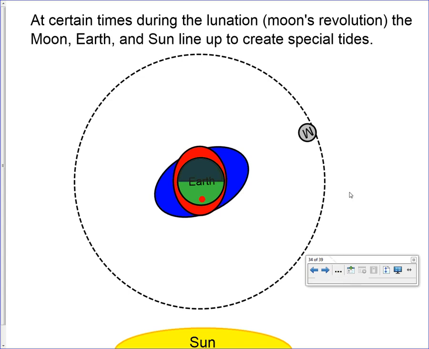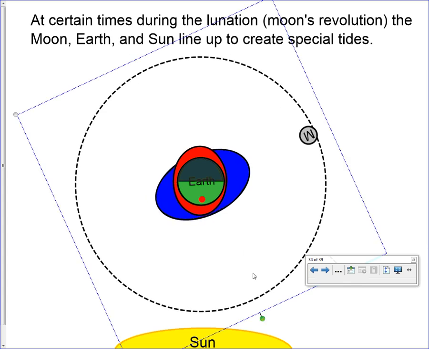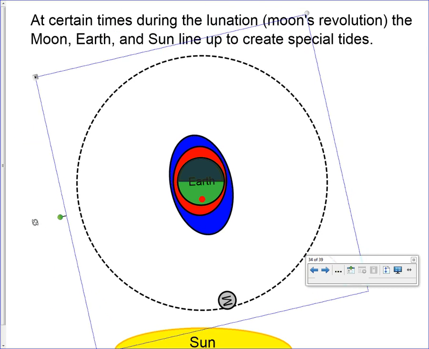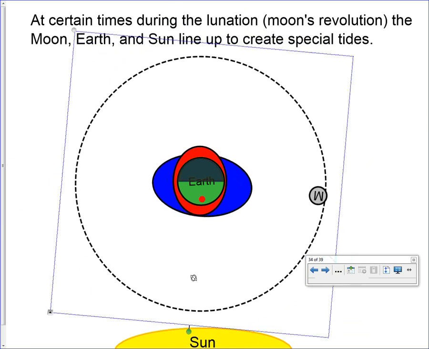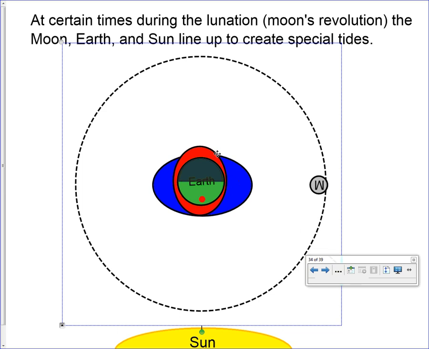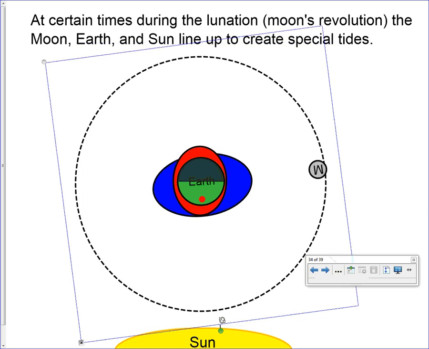At certain times of the lunation, which is the moon's revolution, the moon, earth, and sun line up to create special tides. So if we take this moon and we put it at a new moon, the tidal bulge that results from the moon lays on top of a tidal bulge that results from the sun. And because the sun is far away, it's not as big of a bulge, but it does exist. And then when you go to 90 degrees to that, a first quarter, these bulges now kind of conflict, and they kind of suppress the low tides and the high tides.